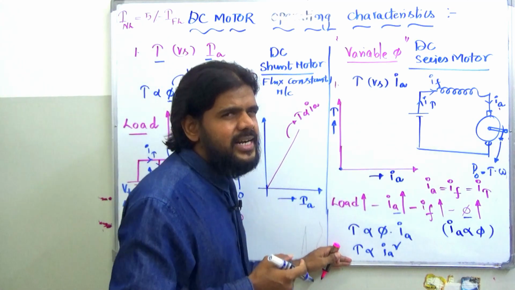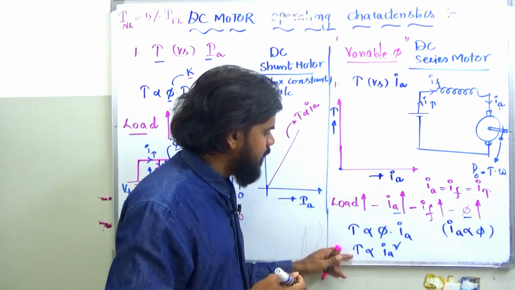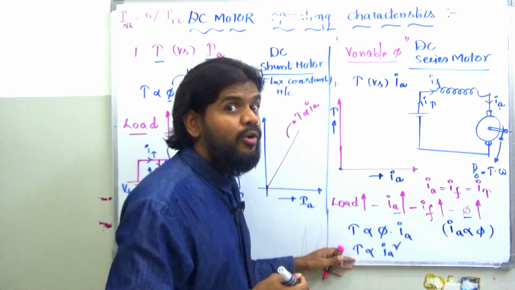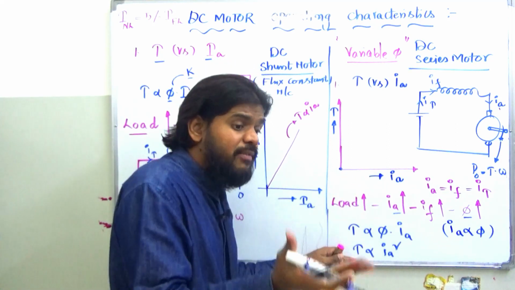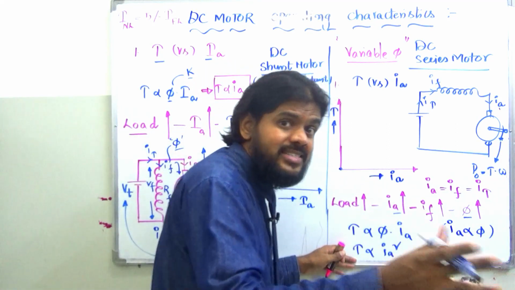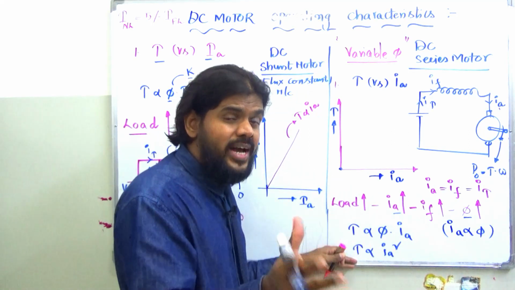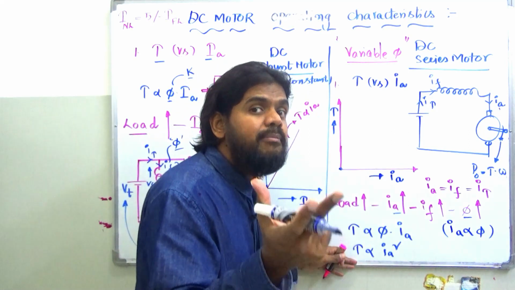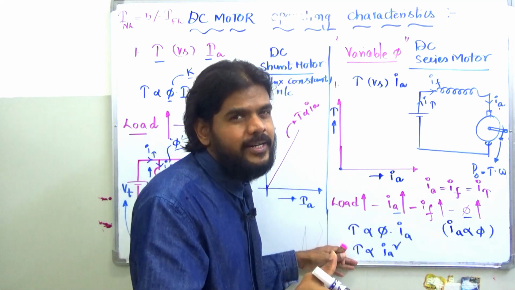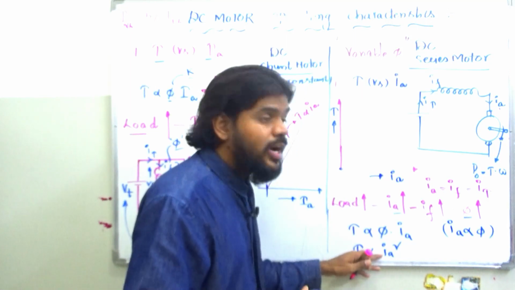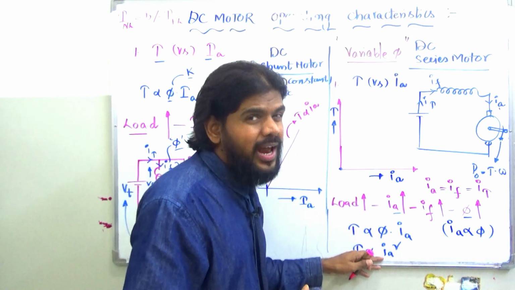Let us say the current is increased by 2 ampere, then torque will be increased by 4 Newton meter, because whatever the change that happens in Ia, the same is replicated in the flux, and together it squares up, and that will affect the torque. So torque will be proportional to Ia square. So what will happen now?